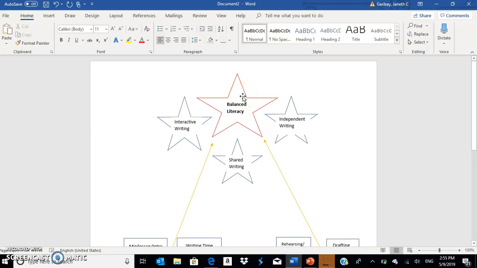For this, we have interactive writing, where teachers and students collaborate to compose. We've got shared writing, which extends the students' understanding of the writing process, and independent writing, which is the lowest form of writing support and gives the students the opportunity to demonstrate the value and what they know about writing.